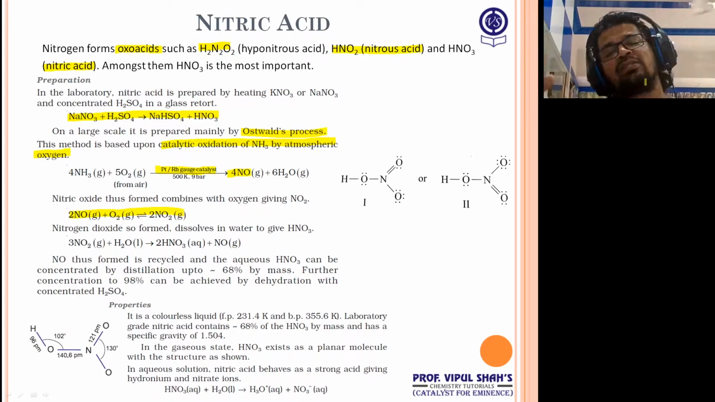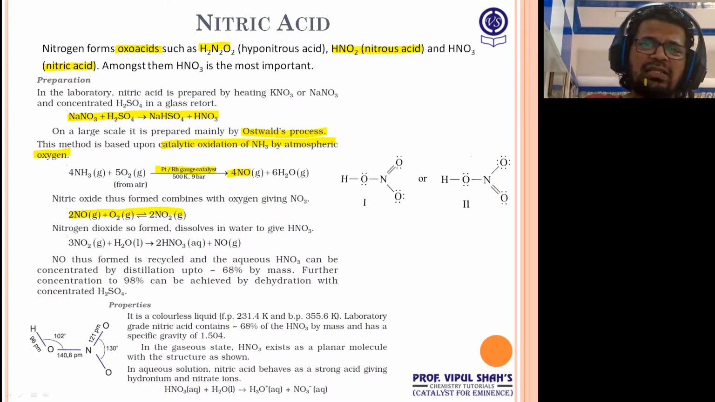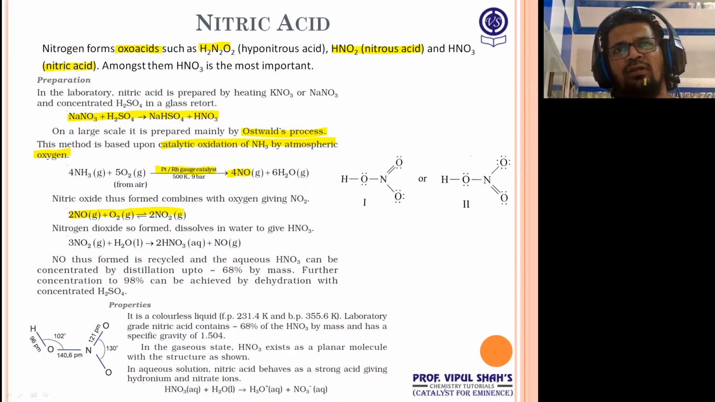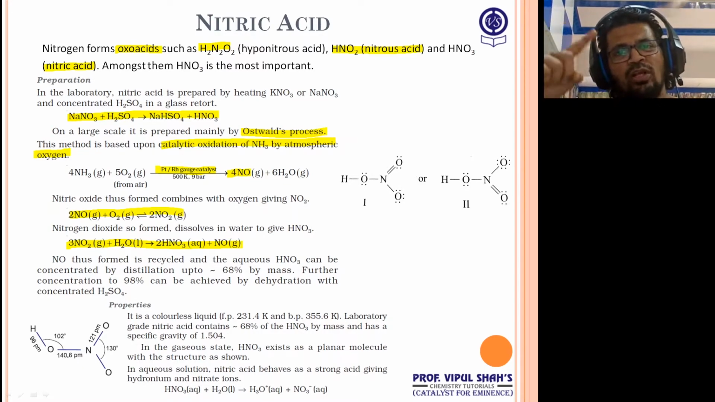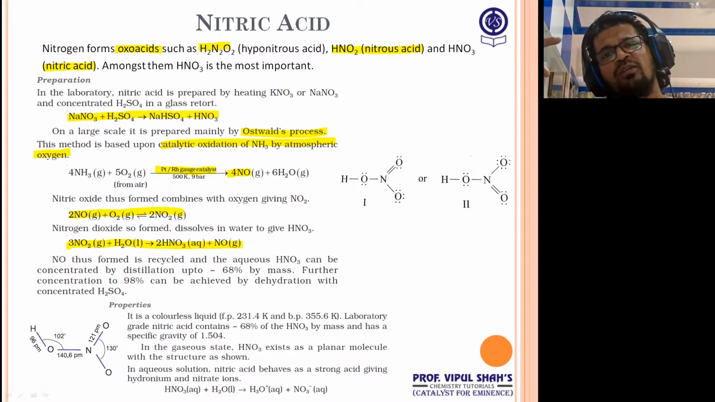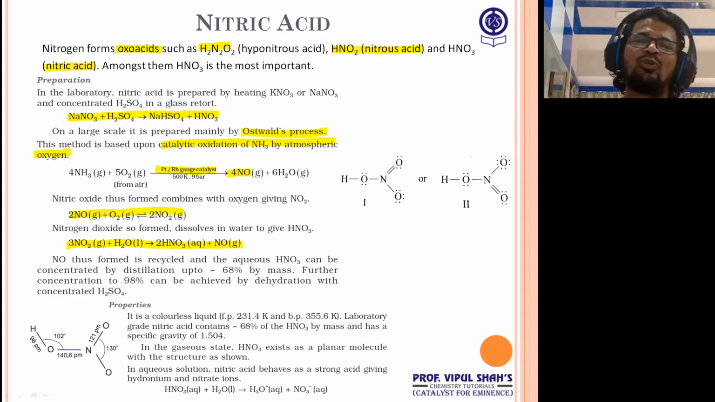That nitric oxide burns with oxygen again to form nitrogen dioxide, and this nitrogen dioxide, when dissolved in water, gives you nitric acid. So the NO2 with water gives you back nitric acid, and it forms NO. Now this NO can again be converted. NO, if it further reacts with water, will form NO2 again, and that NO2 with water will again give you HNO3. So we can use up this NO also. Okay, so the process is easy.